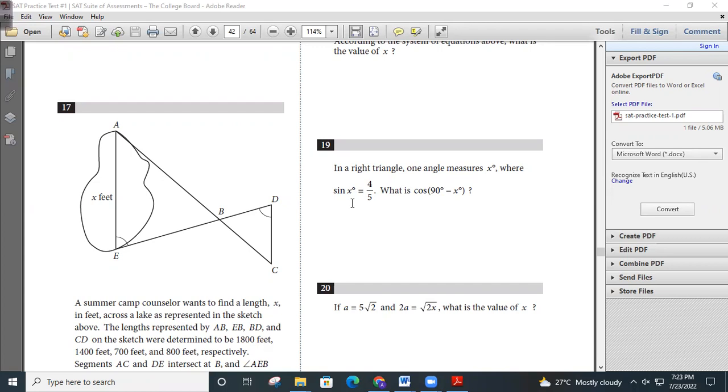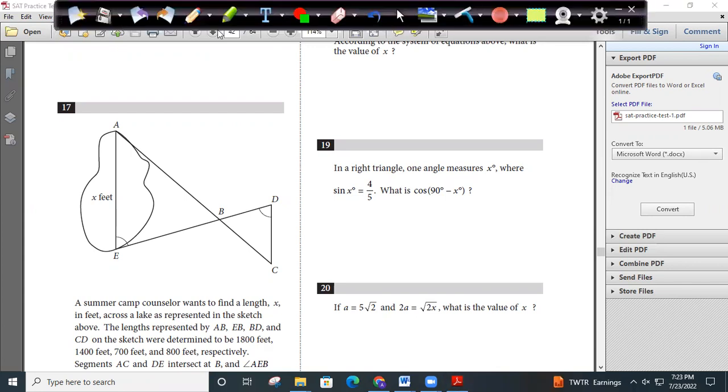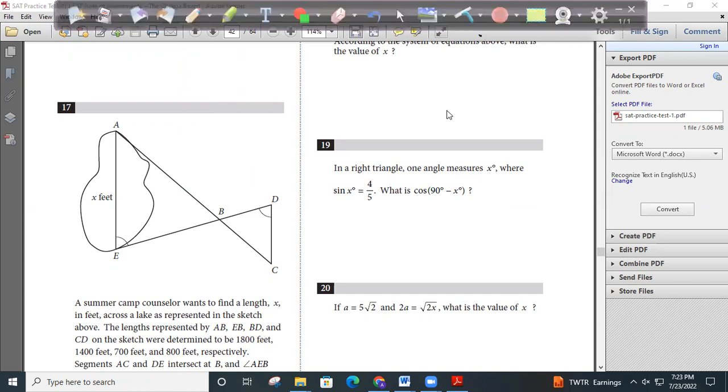So simple, what we discussed, cos 90 minus x would be same as sin x. So this is same as sin x. Since sin x is 4 by 5, cos 90 minus x is also 4 by 5. So answer should be 4 by 5 for this question. That should be my answer.